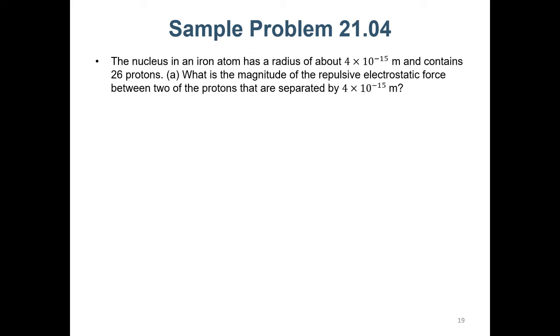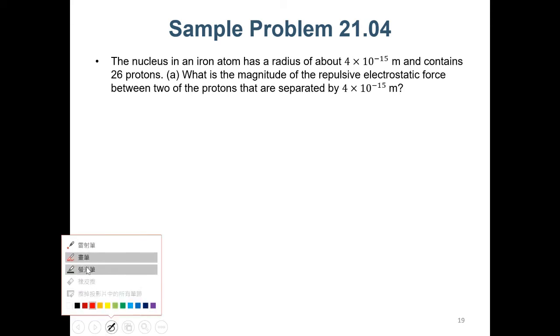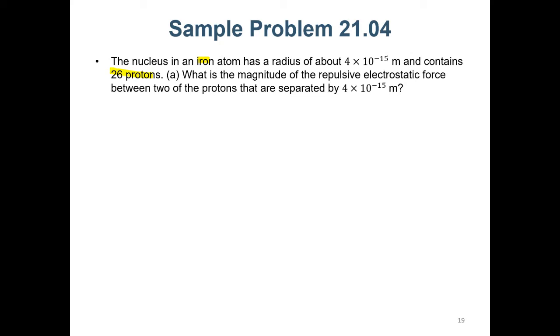So, another sample problem. This one is not very relevant to this chapter, but it is quite interesting. The nucleus in an iron atom has a radius of about 4 times 10 to the minus 15 meter and contains 26 protons. What is the magnitude of the repulsive electrostatic force between two protons that are separated by this distance? I will try to make it fast because it's almost time.